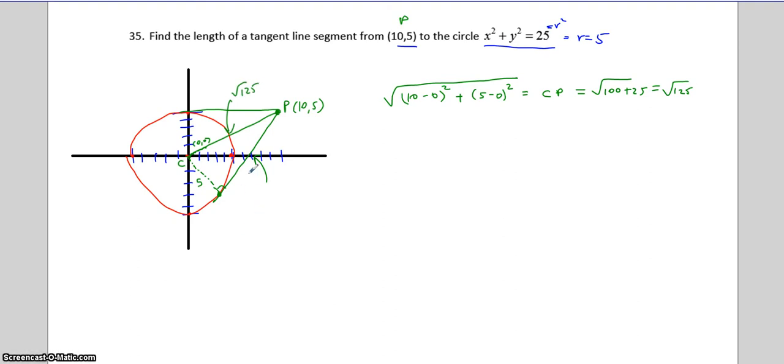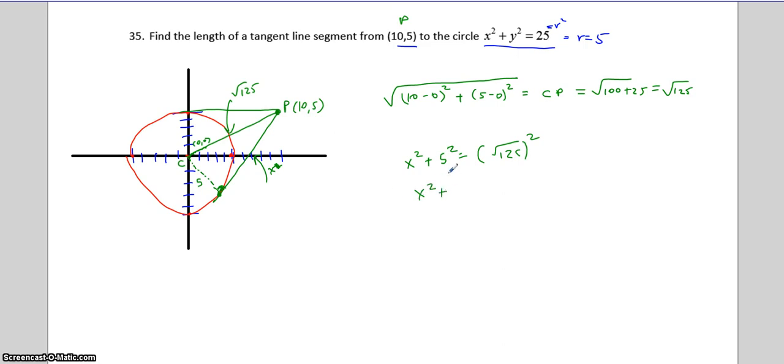Then it's just a straightforward application of the Pythagorean theorem. We have a right triangle here. You can see this is the right angle, and that root 125 is the hypotenuse. I'm going to call the thing we're trying to find x, the length of this line segment. So we do x squared plus this leg, which is 5 squared, equals the hypotenuse, root 125, squared.